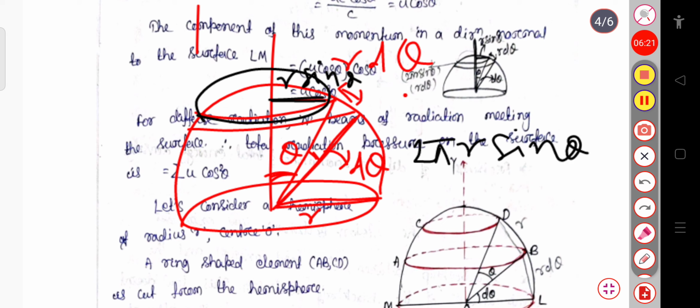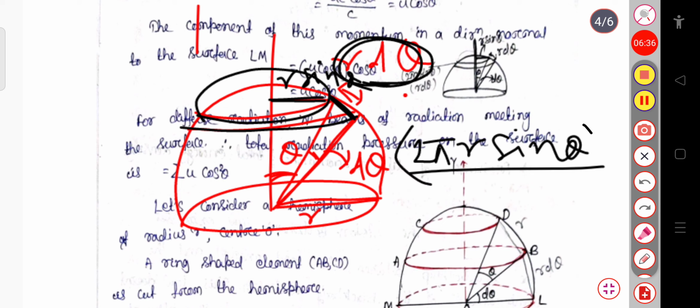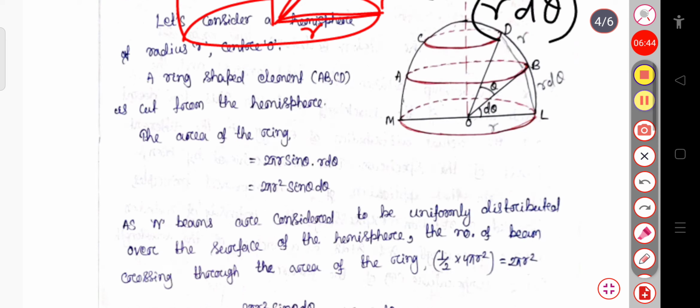And again for this ring, the thickness of the ring will be r d theta. If this is your r d theta and this circumference is equal to 2 pi r sin theta, then the area becomes 2 pi r sin theta into r d theta. So that becomes 2 pi r square sin theta d theta. Clear?